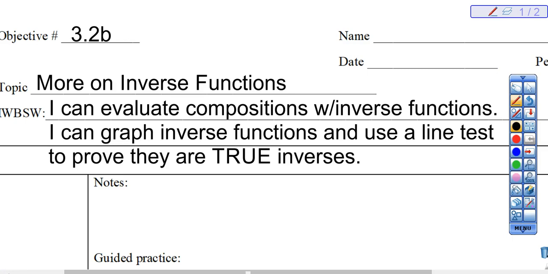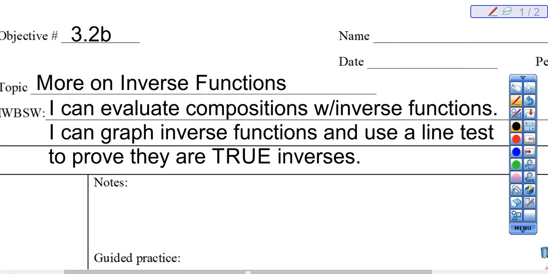All right, so last objective for Unit 3 is Objective 3.2b. We're going to clean up and make sure we know as much as we can about inverse functions before the test. So today's objective, you'll be successful when you can evaluate compositions with inverse functions. So evaluate, we're going to plug numbers in, but now we're plugging them into inverse functions. So how do we do that?